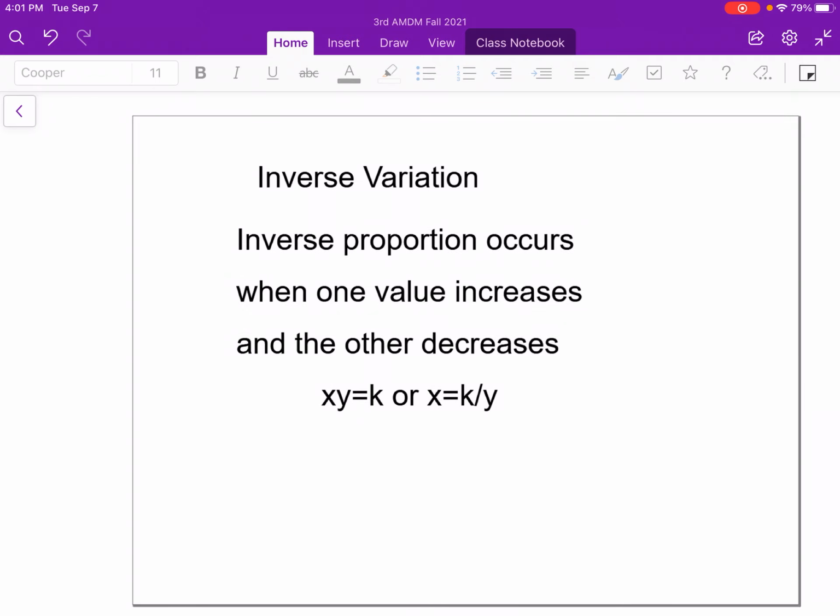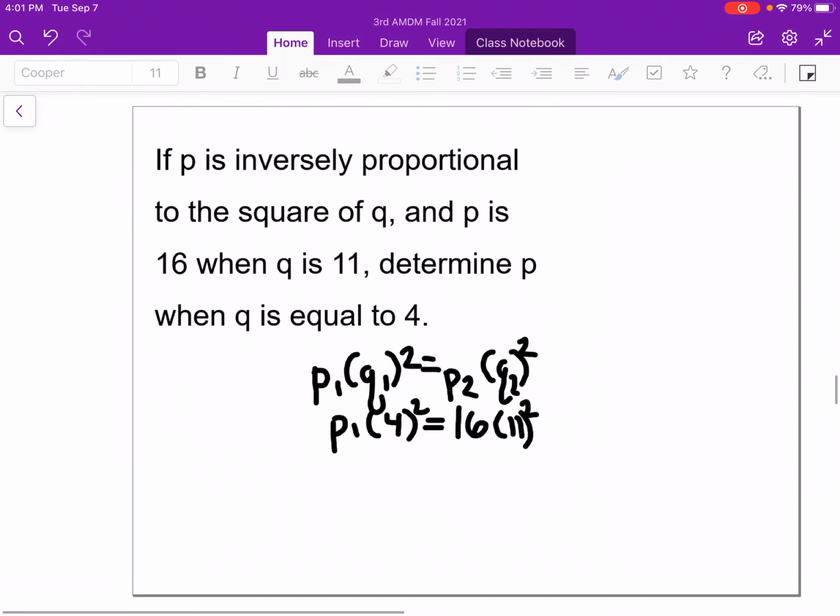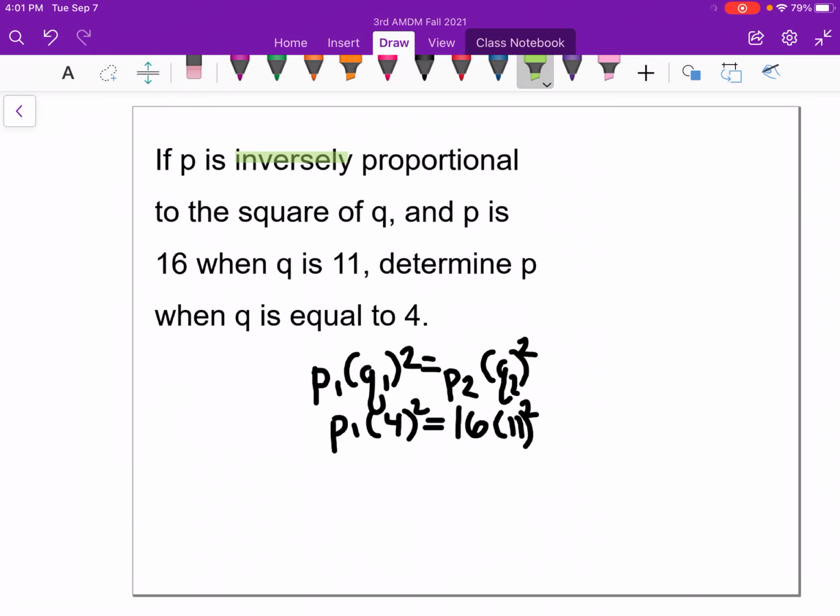Now inverse variation. Inverse variation, or inverse proportion, occurs when one value increases and the other decreases. For example, xy equals k, or x equals k divided by y. So if p is inversely proportional to the square of q, and p is 16 when q is 11, determine p when q is equal to 4.